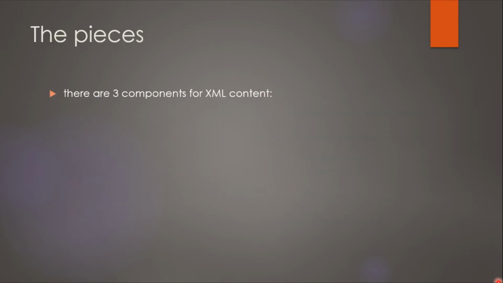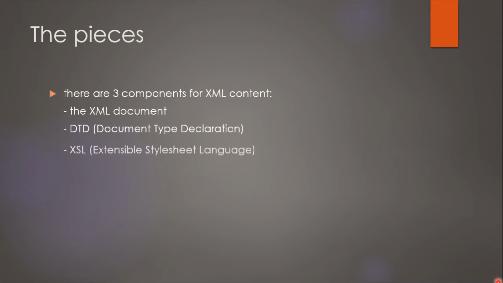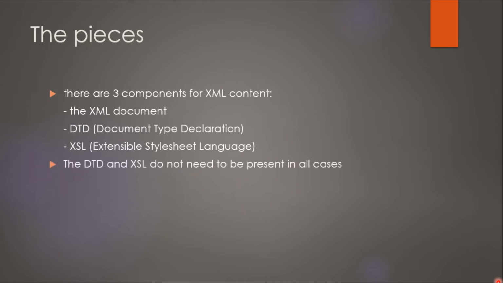Now, how does XML look? There are three components of XML content. The first one is the XML document. The second one is the DTD, the document type declaration. And the third portion is the XSL, the extensible style sheet language. This is the schema or structure of the XML. The DTD and XSL do not need to be present in all cases. The most important component is the first one, the XML document. These two, the DTD and the XSL, are not necessary.